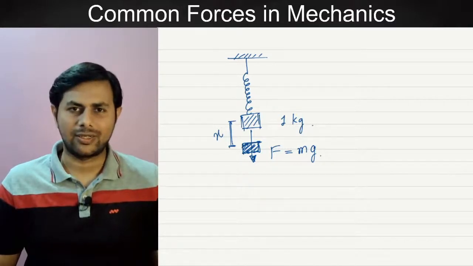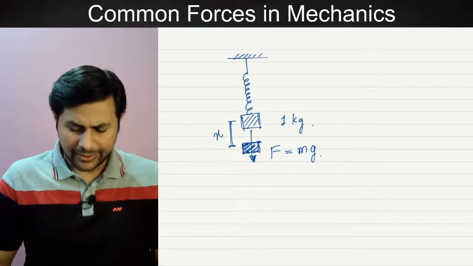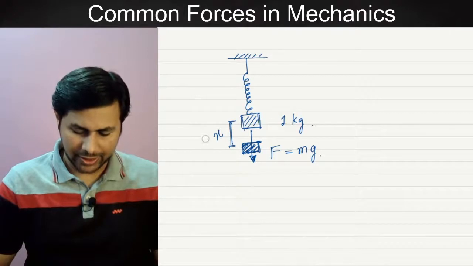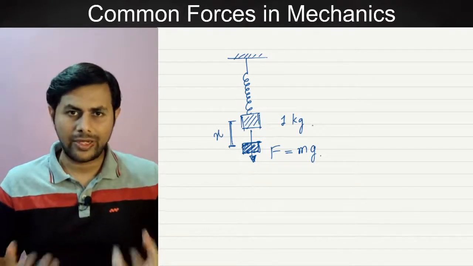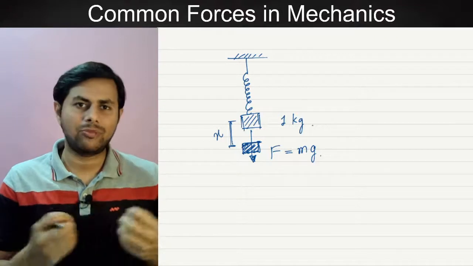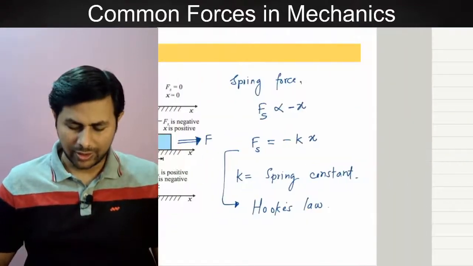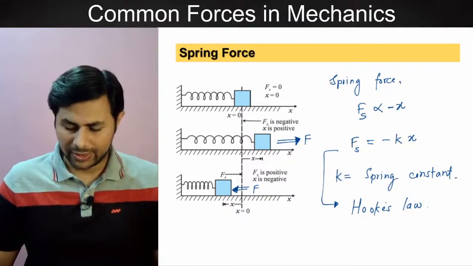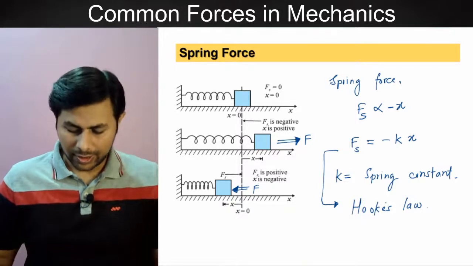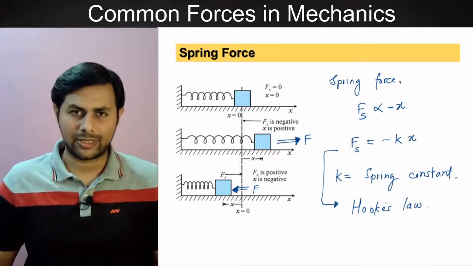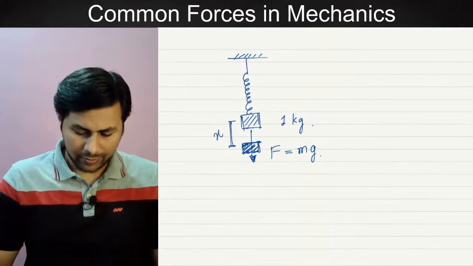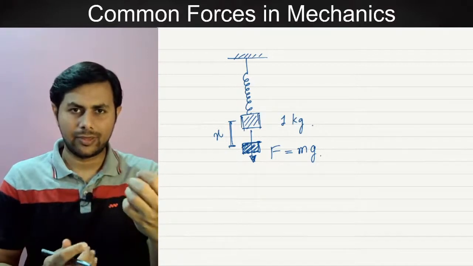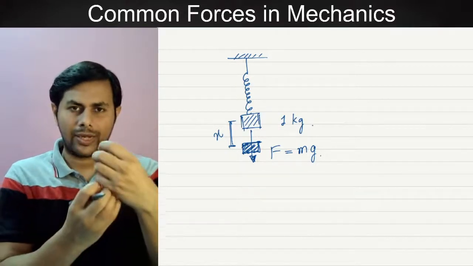It will be 20 newtons, right? And if for 10 newtons the elongation in this spring is x, for 20 newtons the elongation will be 2 times of x. Okay, because as we have seen, Hooke's law tells us that the spring force is directly proportional to what? The displacement.